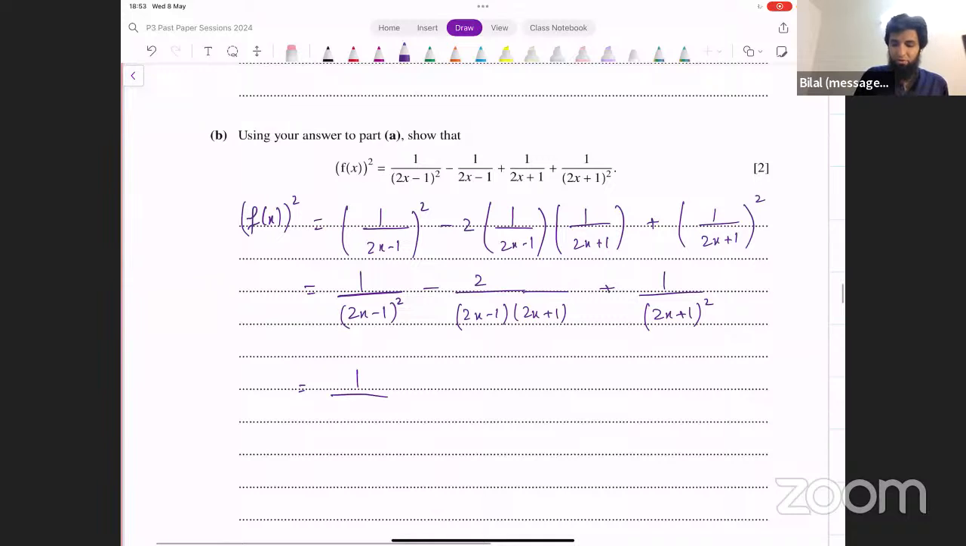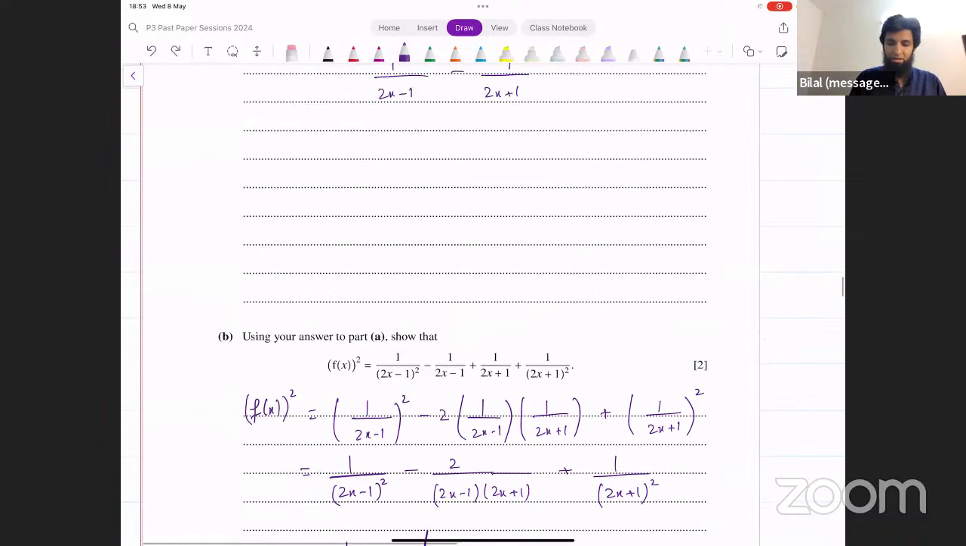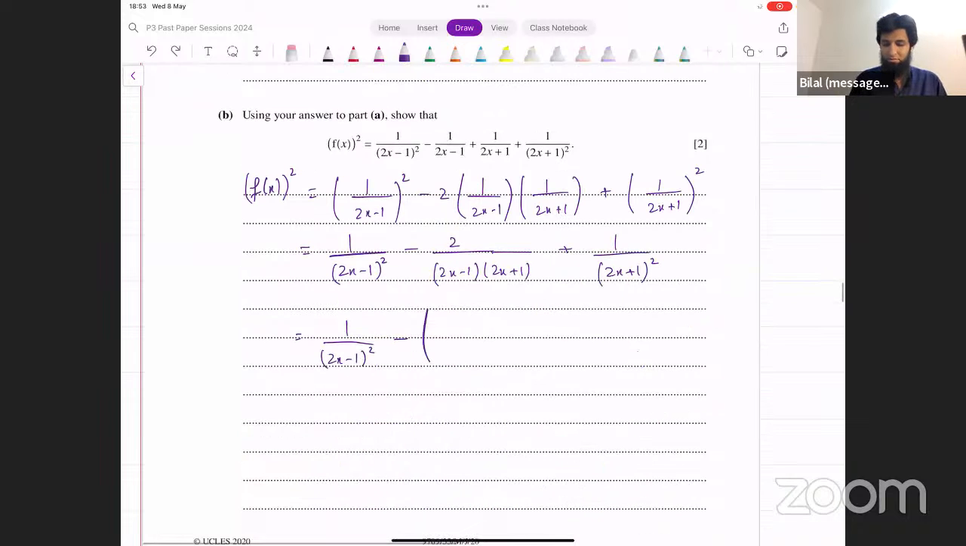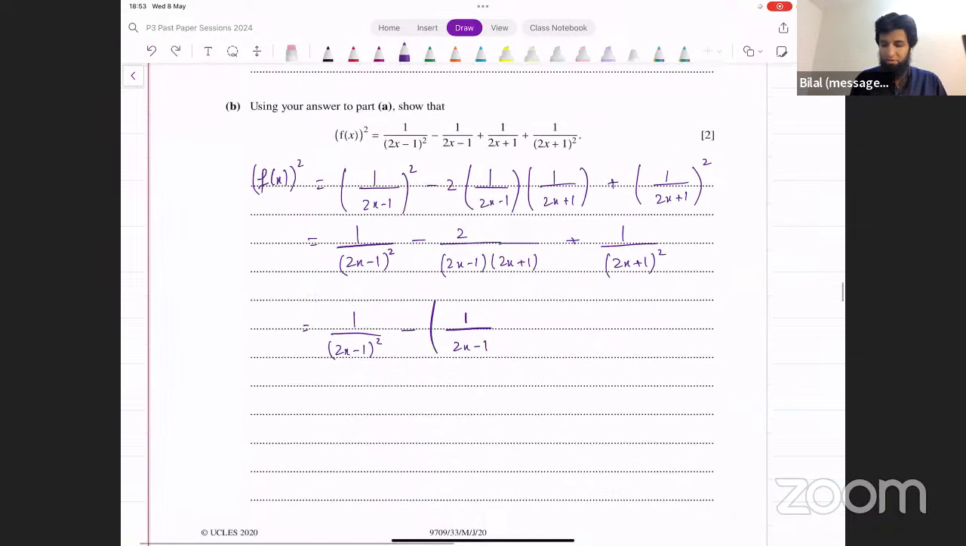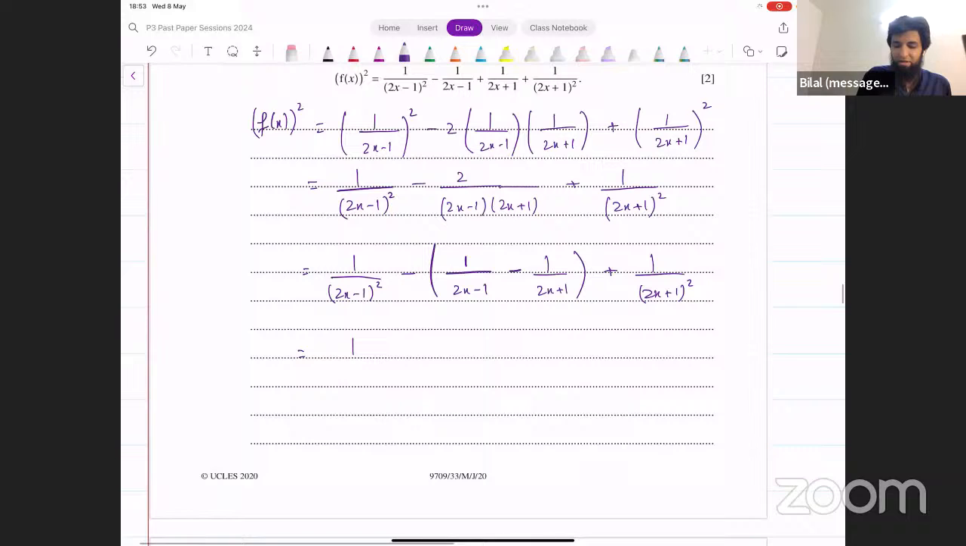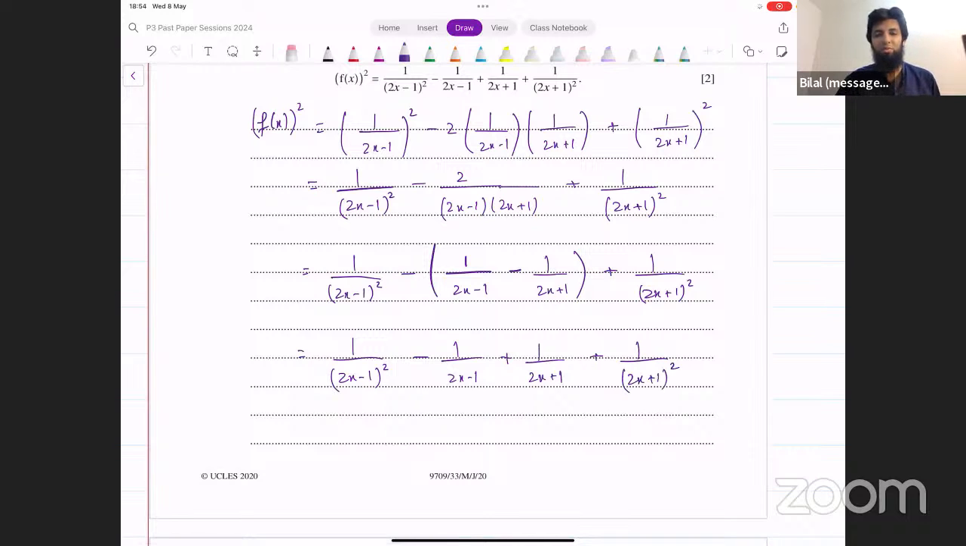What does that become? 1 over 2x minus 1 whole squared minus, outside, leave that as it is, 1 over 2x minus 1 minus 1 over 2x plus 1, plus 1 over 2x plus 1 whole squared outside as it is. Simplify this and that gives you 1 over 2x minus 1 whole squared minus 1 over 2x minus 1 plus 1 over 2x plus 1 plus 1 over 2x plus 1 whole squared. All right, so that's how you do the second part.